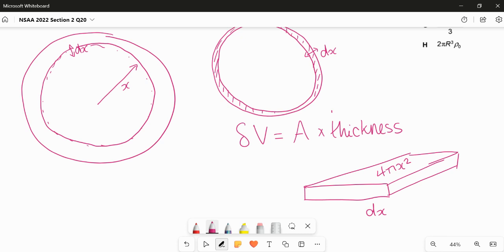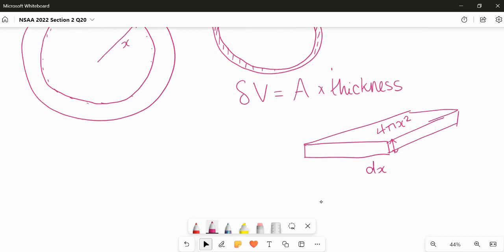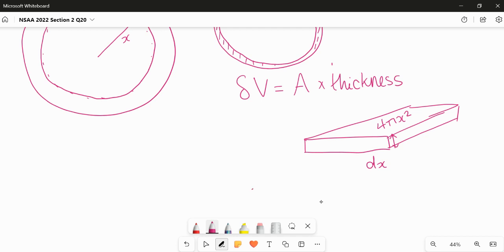So the smaller we make dx, which is here, the more accurate it is to say that the top face and the bottom face have roughly the same area of 4 pi x squared. So we could get that the little volume, I'll just start using an infinitesimal here, dV, is 4 pi x squared, the cross-sectional area, times the thickness, dx.